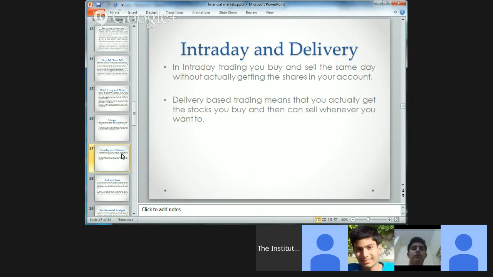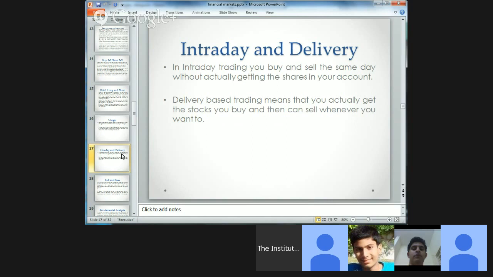The other thing which is different is that when you take a delivery, that means the stock, after the end of the day, is going to get deposited in your demat account. If you have a demat account with the broker or the trading company, it gets deposited there. So basically it takes about a couple of days, let's say if you're buying HP shares.